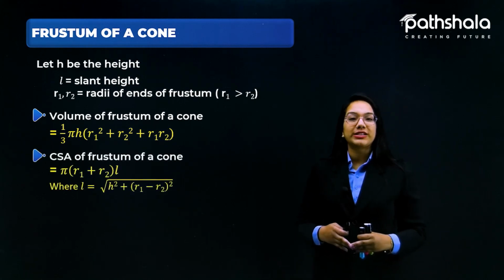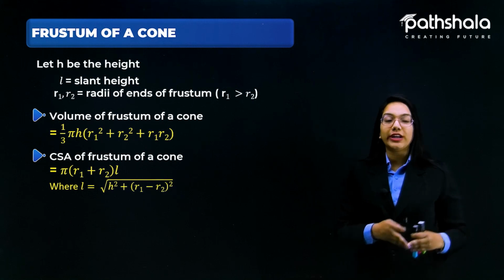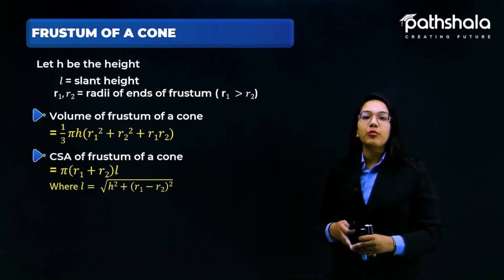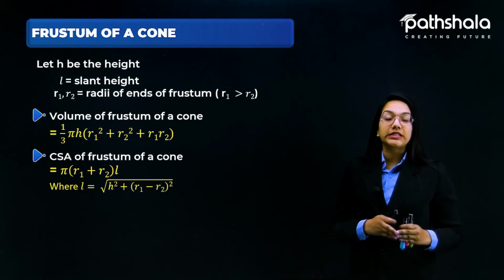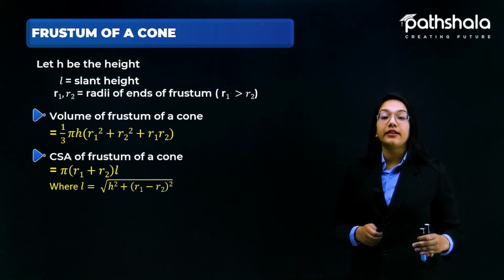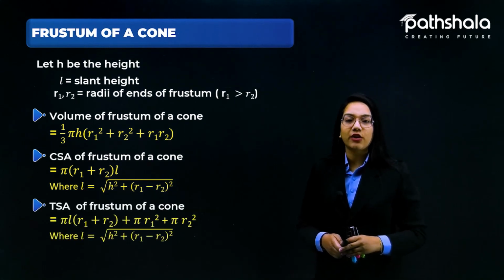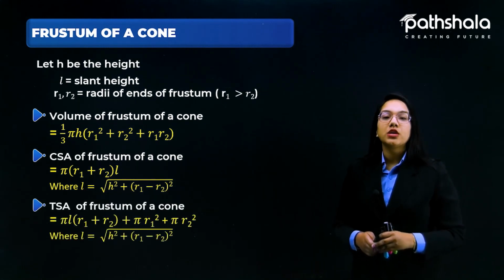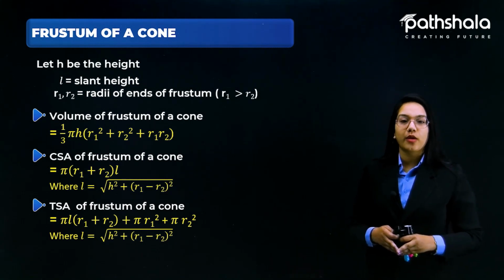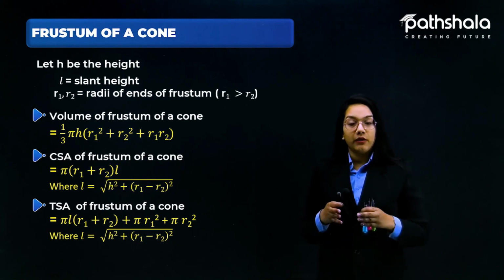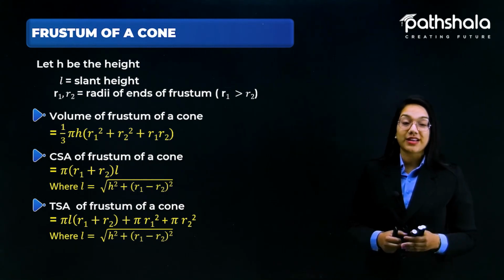If I talk about the CSA of the frustum of the cone, it is pi into r1 plus r2 into l, where l is the square root of h square plus r1 minus r2 whole square. This is the slant height of the frustum, that is l. Now for the TSA of the frustum of a cone, it is pi l r1 plus r2 plus pi r1 square plus pi r2 square, where l is the square root of h square plus r1 minus r2 whole square.